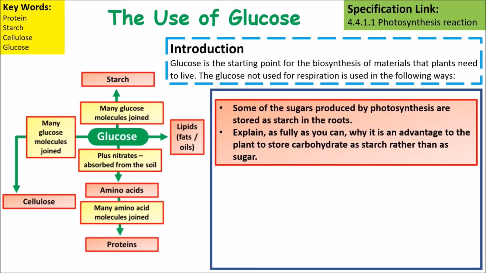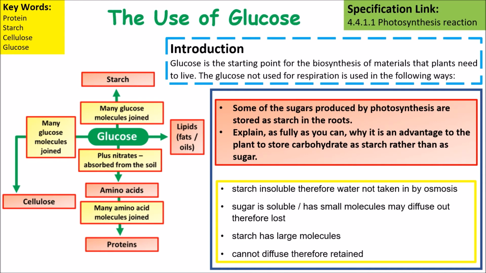So if we look at this question: some sugars produced by photosynthesis are stored as starch in the roots. Explain as fully as you can why it is an advantage to the plant to store carbohydrate as starch rather than sugar. So we have to think about that. The key things that you'll need to talk about is that starch is insoluble, so therefore it won't get washed away by water. Sugar is soluble, so it has small molecules and may diffuse out, so could be lost. Starch has large molecules, so therefore does not diffuse, so therefore can be retained by the plant.